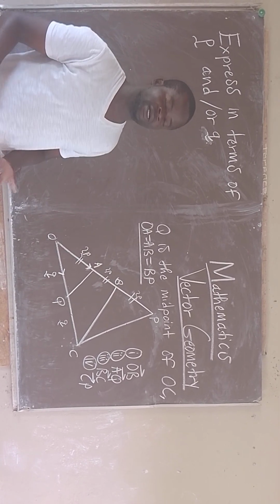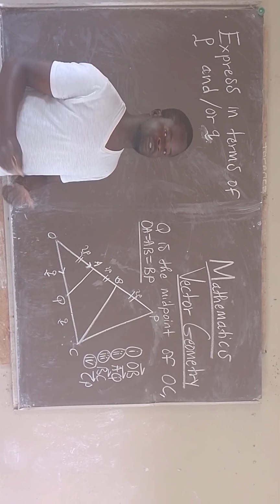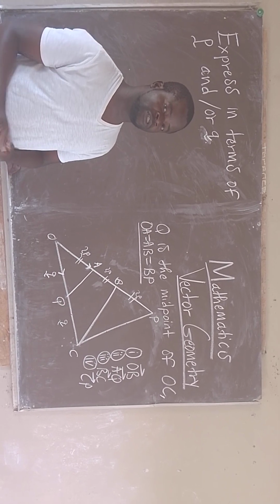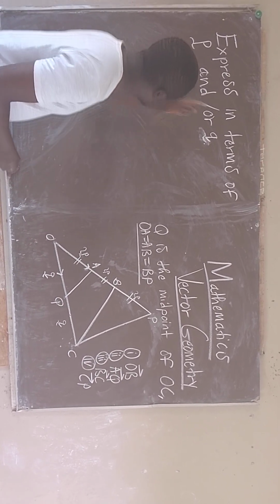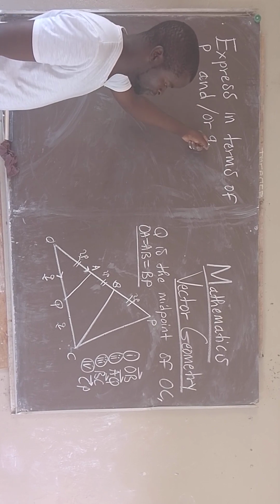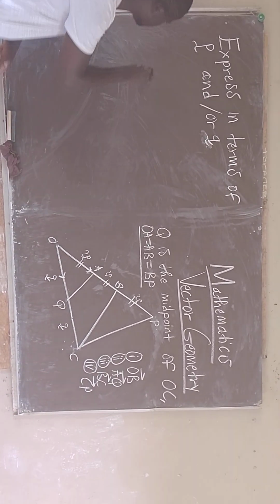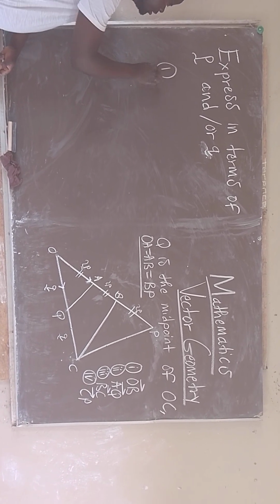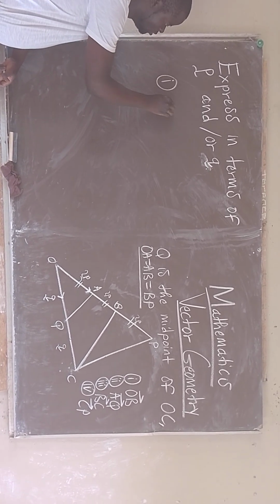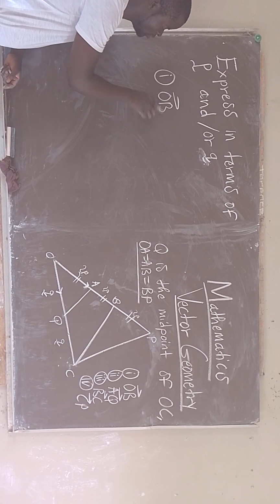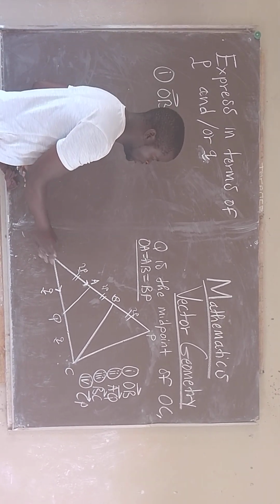Now, after doing the analysis of the question, you need to go to the main statement of the question so that you can express vector P in terms of vector Q, which is vector OB. So the first question we are going to do is to find or express vector OB. We are moving from O going to B.